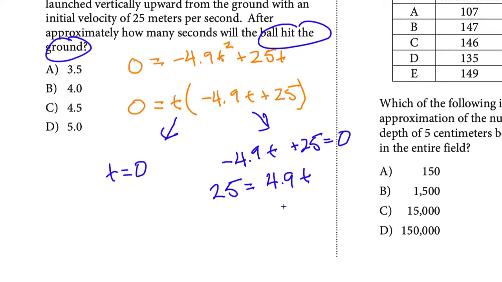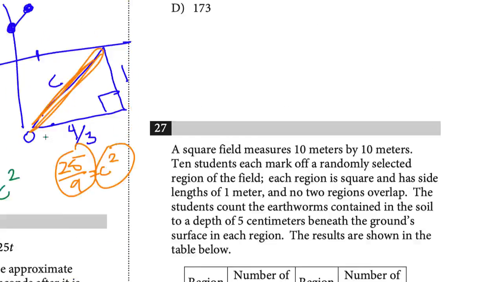Can someone divide both sides by 4.9 on the calculators? What is 25 divided by 4.9? Who's got 5.10? 5.10, which is approximately 5. There it is. Correct answer is D. So that problem had a lot of different components to it: interpreting the problem, understanding how to factor, how to use the zero product property, how to use algebra 1 skills for solving an equation.